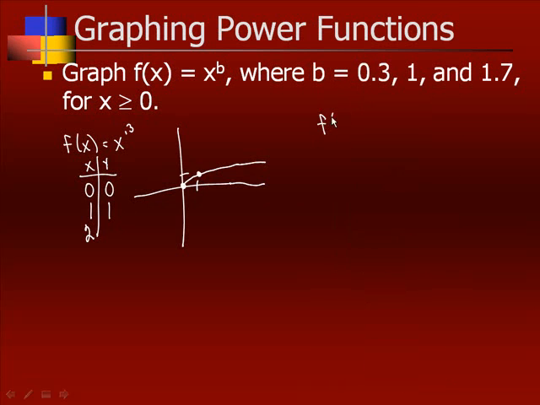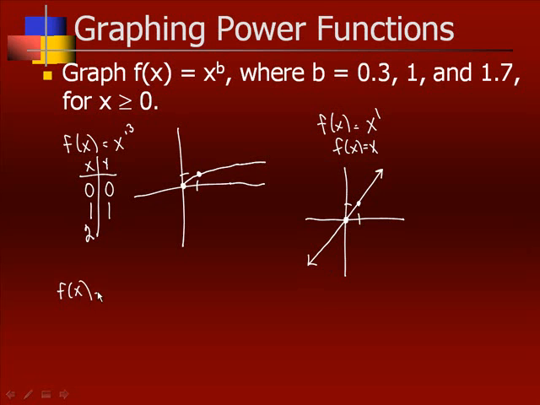For the second one, it says f of x is equal to x to the 1, or f of x is equal to x. Well, remember, now that one's linear. That's our power function with degree 1. If x is 0, y is 0. If x is 1, y is 1. Or you could look at that as y-intercept is 0, slope is 1. So that one takes off that way.